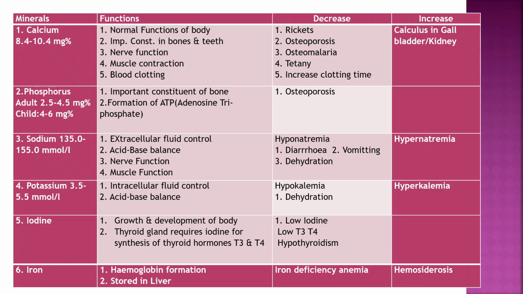Potassium, 3.5 to 5.5. Function: intracellular fluid control, acid base balance. Decrease: hypokalemia, seen in dehydration. Increase: hyperkalemia. Fifth is iodine, for growth and activity of the body. The thyroid gland requires iodine for synthesis of thyroid hormones like T3 and T4. Decrease: low iodine, low T3, leads to hypothyroidism. Sixth, iron. Function: hemoglobin formation, stored in liver. Decrease: iron deficiency anemia. Increase: hemosiderosis.